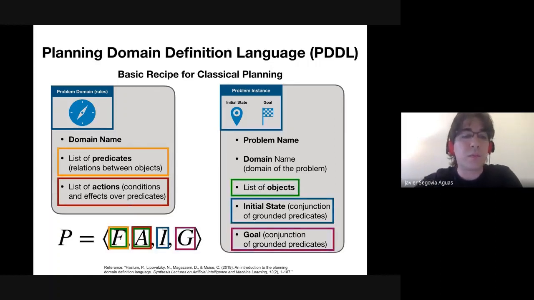So if we use this formulation from before, from the classical planning problem, F, A, I, G, F will be generated by combining the list of predicates and the list of objects. The actions will be combined from the list of actions that we have and the list of objects. And then we will have the initial state and the goal that are already considering grounded predicates.